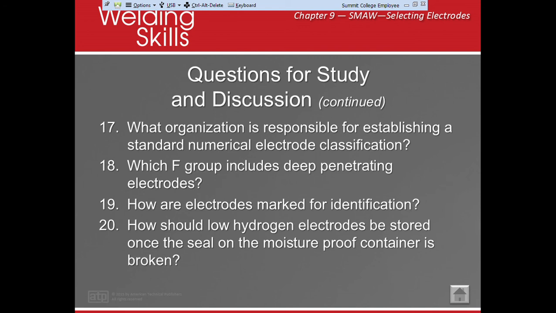How should low hydrogen electrodes be stored once the seal on the moisture-proof container is broken? Once it's broken, they should be stored in a ventilated electric holding oven between 250 to 300 degrees.